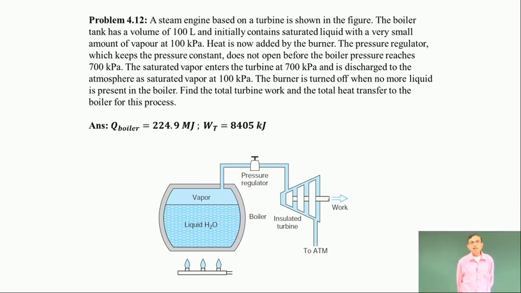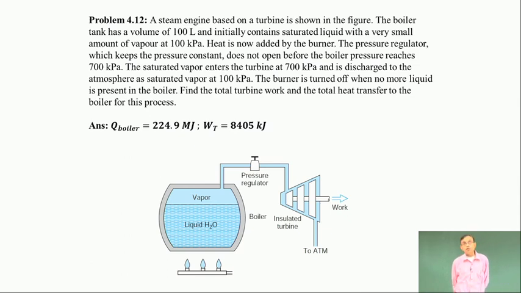So, you can see that in the schematic there is a boiler and there is a turbine and there is a pressure regulating valve that controls the flow from the boiler to the turbine. The boiler has a tank of volume 100 liter and initially contains saturated liquid with a very small amount of vapor at 100 kPa. Heat is now added by the burner. The pressure regulator which keeps the pressure constant does not open before the boiler pressure reaches 700 kilopascal. So, when the pressure regulator opens, the pressure is already 700 kilopascal in the boiler.